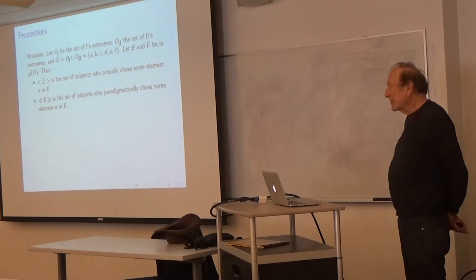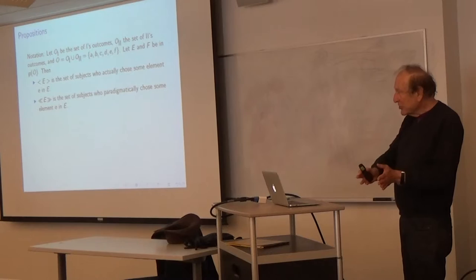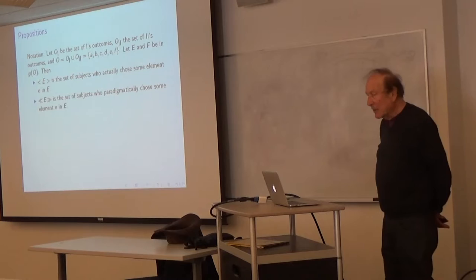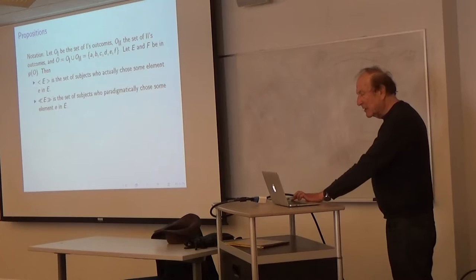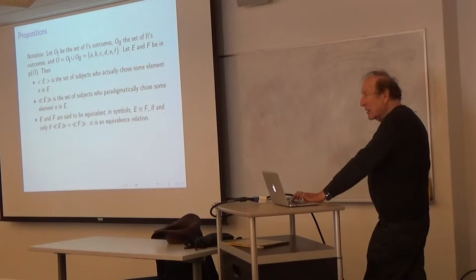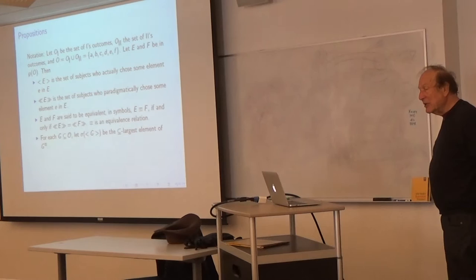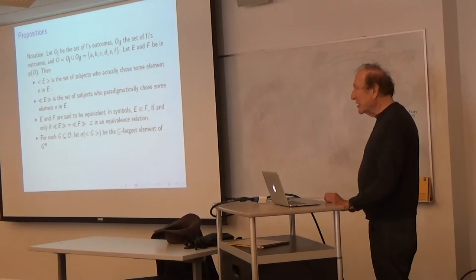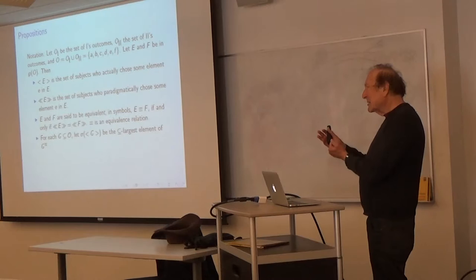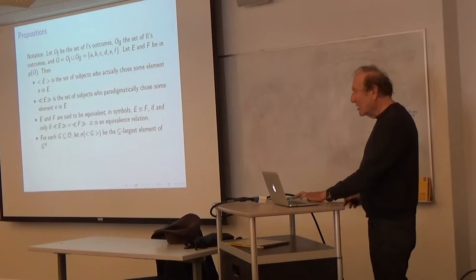But E can span across experiments. It's really a projection onto the experiment that the subject is in. And double bracket of E is the set of subjects who paradigmatically chose some element of E. E and F are said to be equivalent if and only if the subjects who paradigmatically chose the elements in E are exactly the same as the subjects who paradigmatically chose the elements in F. And for each G in O, I let sigma G be the largest element in the equivalence class that contains G. The equivalence classes have a set of subjects associated with them, and they choose the same things. I'm going to say that they're equivalent, and I'm going to pick the largest one.